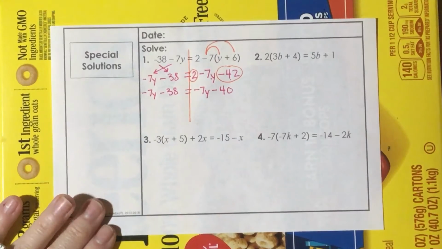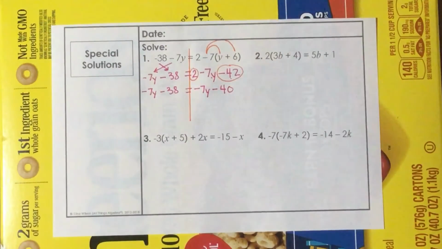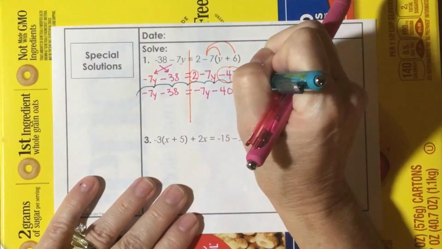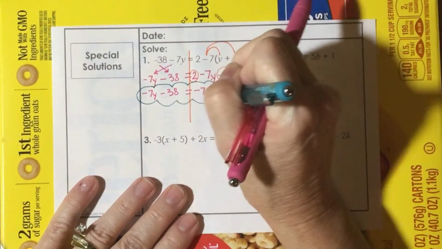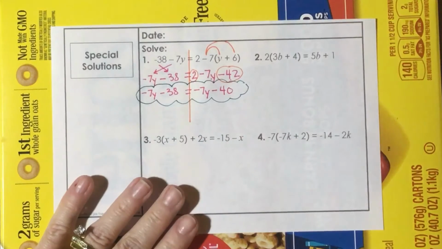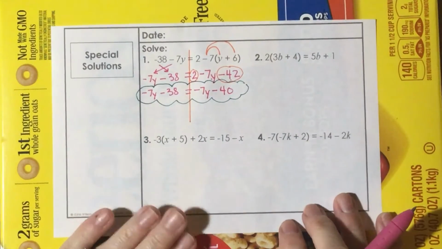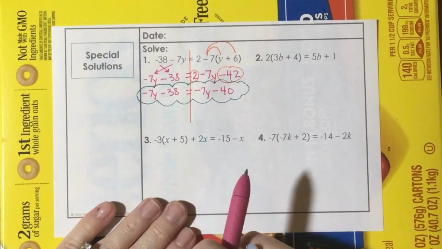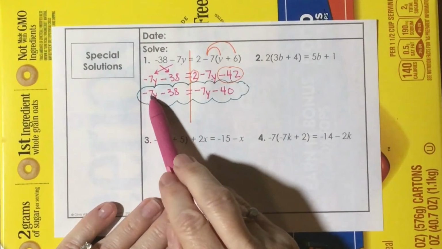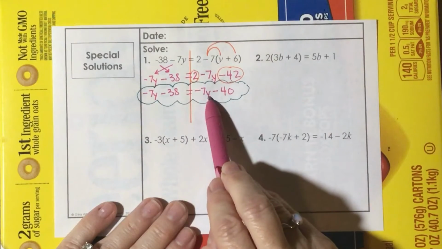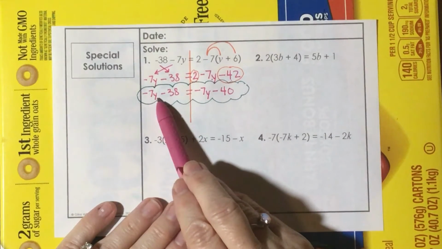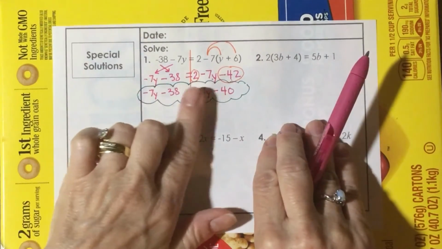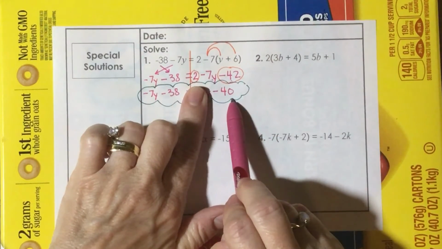Now I want you to look at this stage right here. I want you to notice something, so take a look, pause the video, just look at it for a moment. We have almost, but not quite, the same problem on both sides. I have a -7y and a -7y. But after I multiply -7 by the y, I'm going to take 38 away. On this side, I'm going to take 40 away.